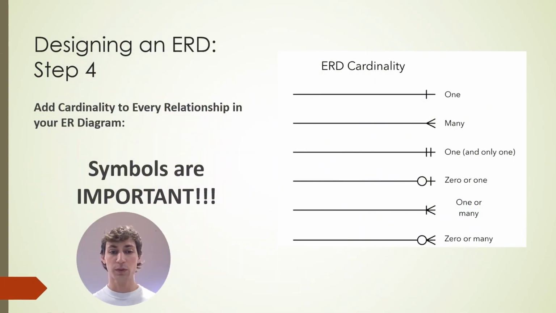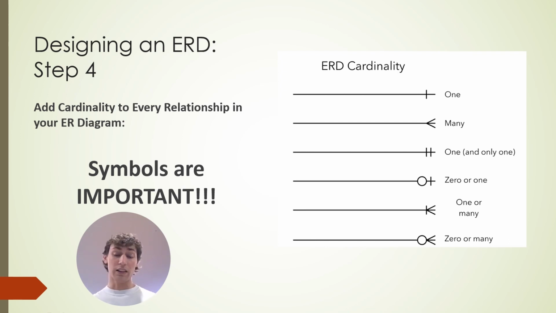Step 4, and the second to last step in the designing of the ERD system, is adding cardinality to every relationship in the ER diagram. I talked about cardinality a couple times, but again, drilling it in, there's a couple different types that you can have. There's one to many, and each is represented by a different symbol in the ERD. Obviously, these are easy ways to go about it.